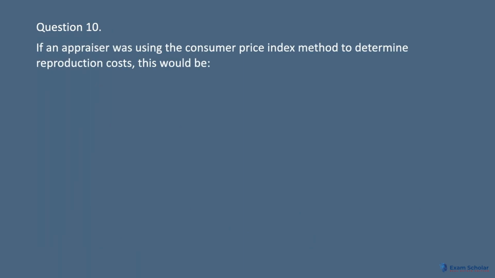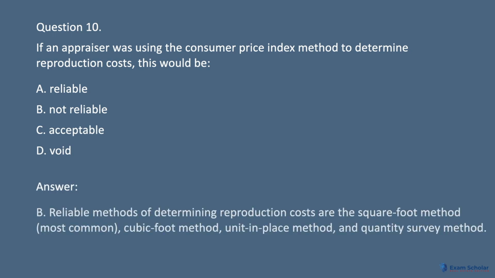Question 10. If an appraiser was using the consumer price index method to determine reproduction costs, this would be: A. Reliable. B. Not reliable. C. Acceptable. D. Void. Answer: B. Reliable methods of determining reproduction costs are the square foot method, most common, cubic foot method, unit in place method, and quantity survey method.